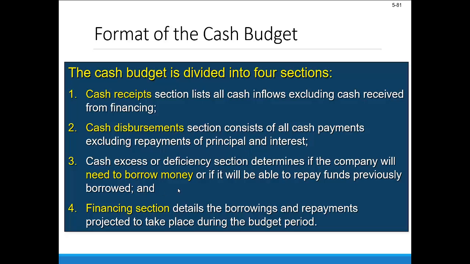Third section, which is really a subtotal, is the cash excess or deficiency, which determines if the company will have to borrow some money to stay afloat operationally, or if we'll be repaying funds that we previously borrowed if we've got an excess. And then section 4 will be the financing section. It's going to show any of those borrowings and repayments over the course of the particular period.